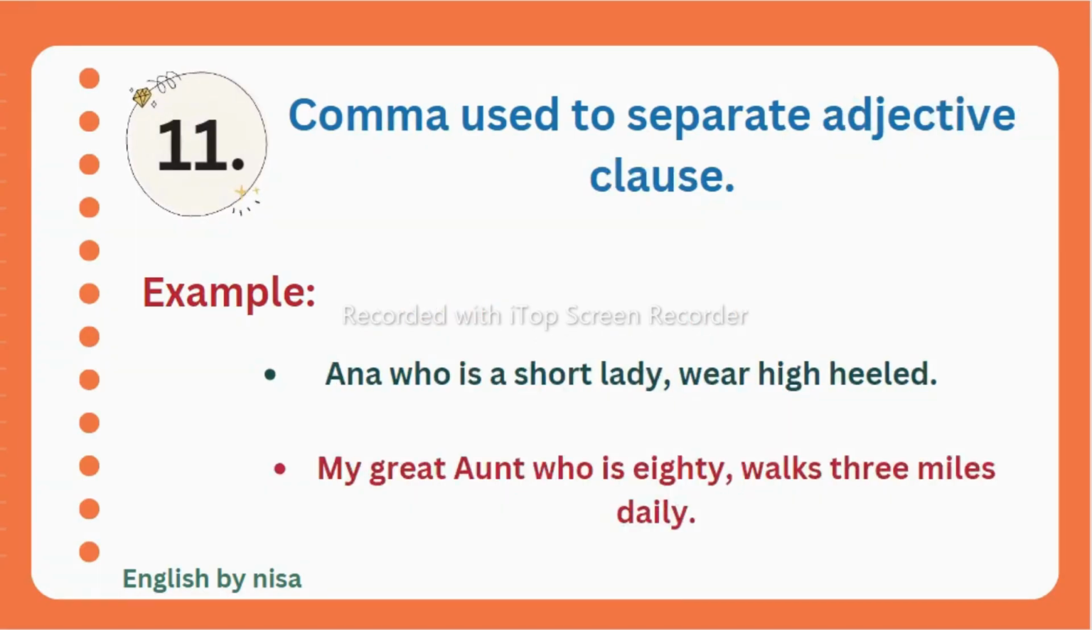Now the next rule is we use a comma to separate adjective clauses. So here you can see: Anna, who is a short lady, wears high heels. Here Anna is a noun and we are describing her quality, how she is, which is an adjective phrase, short lady. So she wears high heels. So here, before the verb, we have to put a comma. After this adjective clause we have to put a comma. My great aunt, who is 80. Now again we have a description of how old she is. So that's why we are putting a comma after this adjective clause. My great aunt, who is 80, walked 3 miles daily.